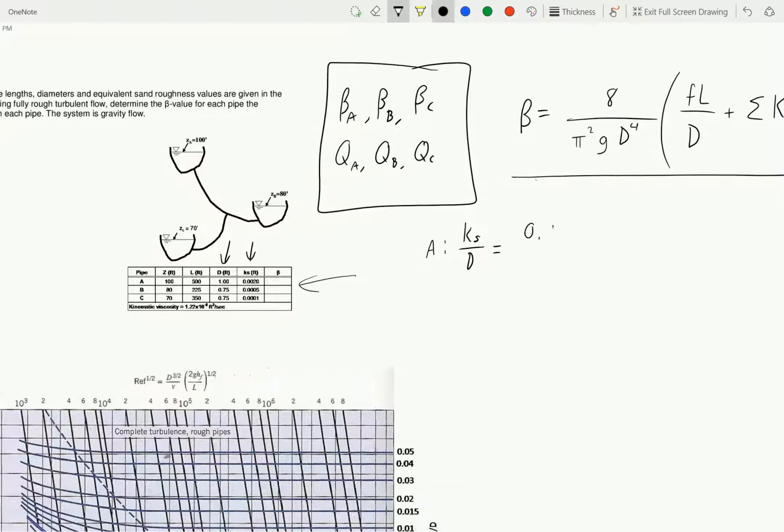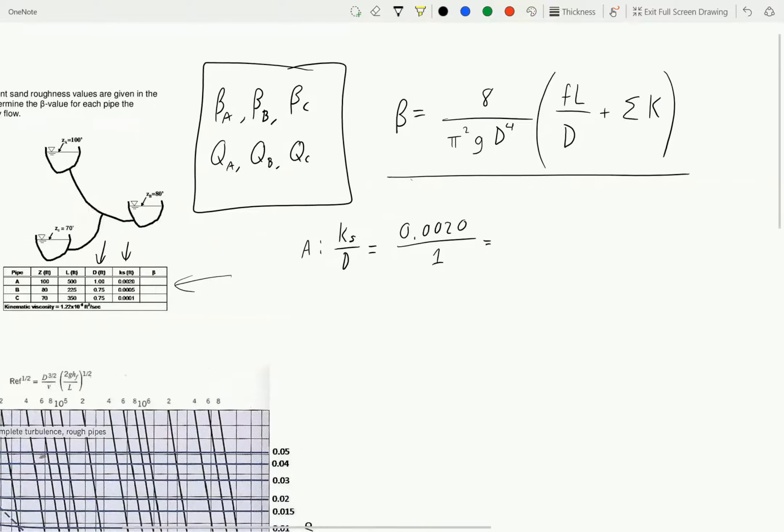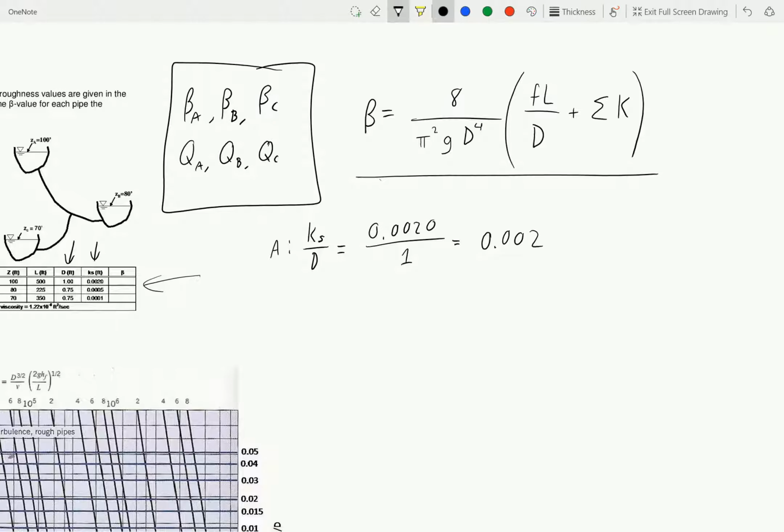We have 0.0020 over 1 foot. So the Ks over D value is just 0.002. For pipe B, we have 0.0005 over 0.75, and that is equal to 0.00067. And finally for C, we have 0.0001 over 0.75, and that gives us 0.00013.